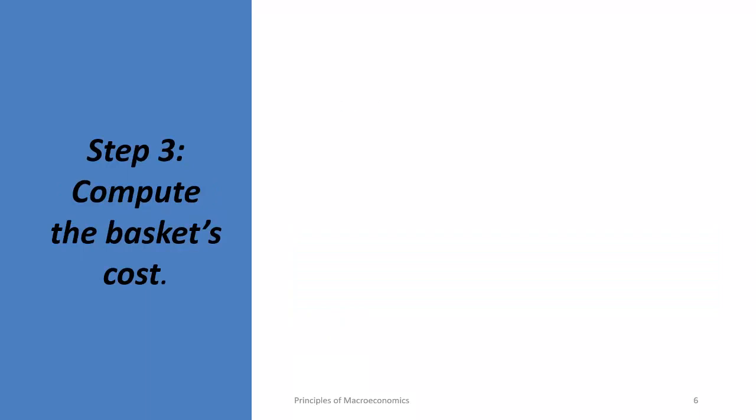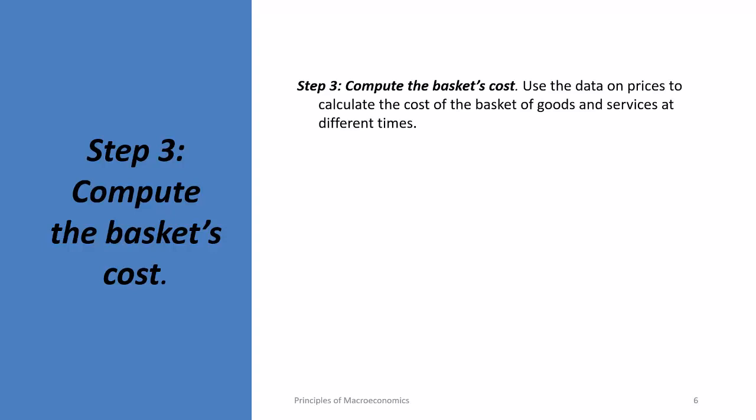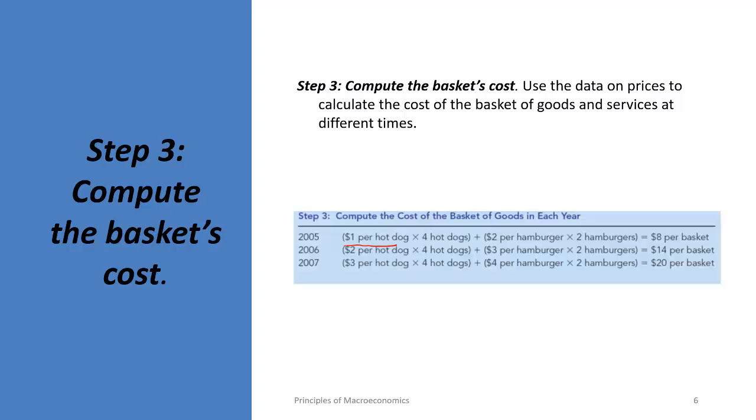In step 3, you compute the cost of the basket, and the best way you can calculate the cost of the basket is to multiply respective prices in each year with the basket. And mind you, our baskets are fixed with 4 hot dogs and 2 hamburgers. So in 2005, the cost of the basket was $1 per hot dog times 4 plus $2 per hamburger times 2, which gives you $8 per basket. So an average basket cost $8 in 2005.